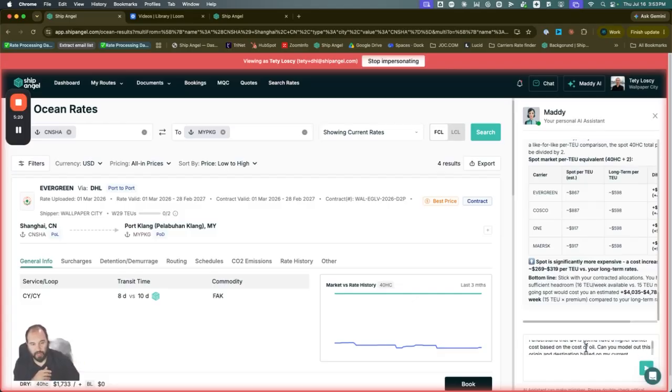So here we're saying, hey, Q4 is going to have a higher bunker. Can you model this out based on the estimation that fuel is going to increase between 20 and 40%? Your BAF figure is going to go up by 20 to 40%. What's that going to happen for me? What's my cost exposure? What do I need to budget for?